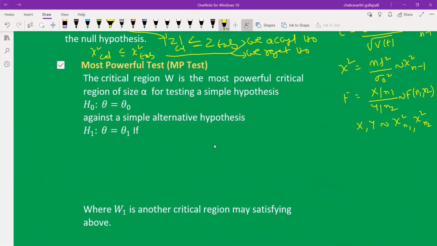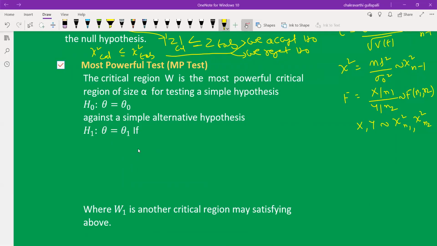These are the two types of errors. Type 1 error is more serious than type 2 error. That's why we have to fix the alpha value at a low level of significance, either 1% or 5%, and minimize the beta, or maximize the power of the test. The corresponding test is the most powerful test, and the corresponding critical region is the best critical region.